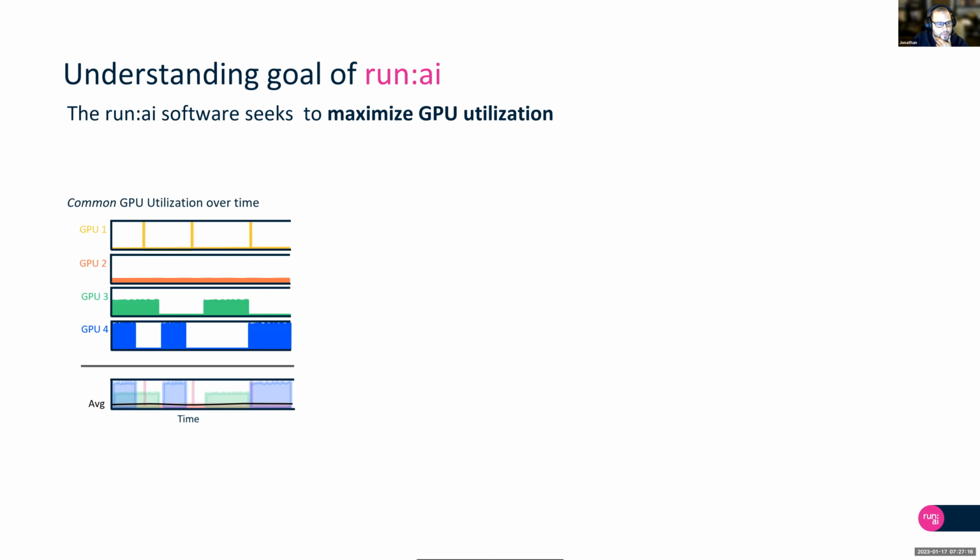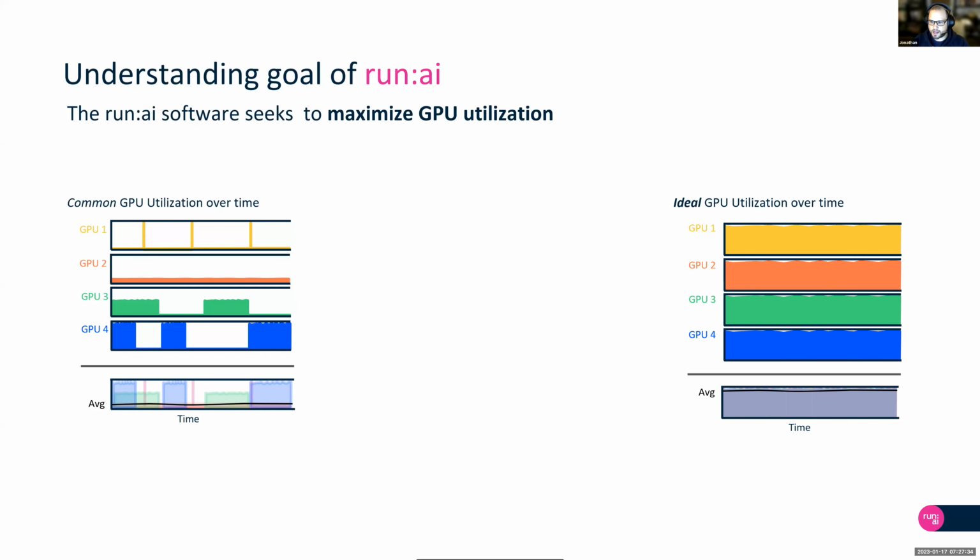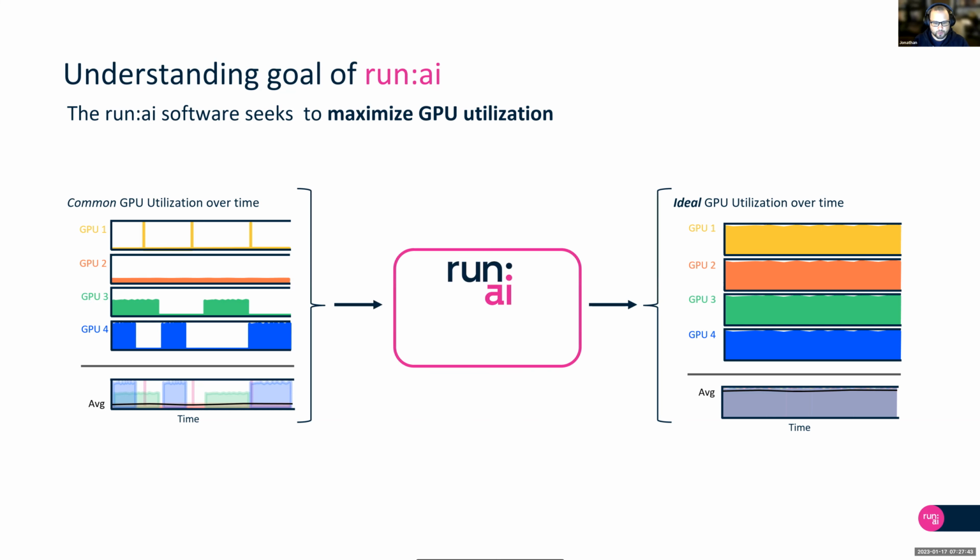And so this is a common GPU utilization chart. It would look something like this. The top one, we see sporadic use. And then here we've got consistent use, but it does not fully saturate the GPU. And then we have some that are high use, but we have long periods of inactivity. Ideally, this is how we want our utilization chart to look over time. We want to fully saturate our GPUs all the time in a perfect world. And so that's what Run AI does.